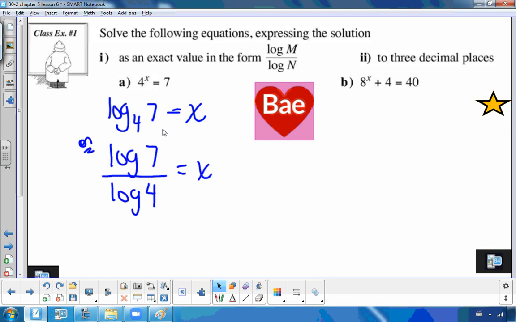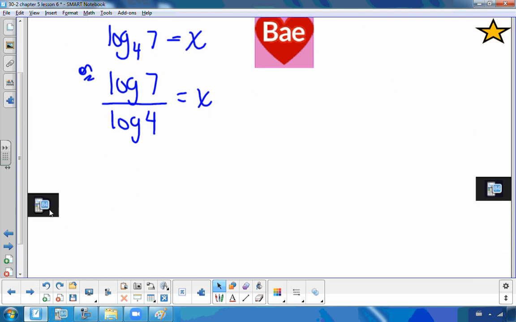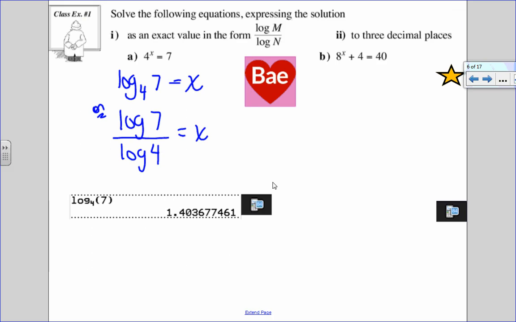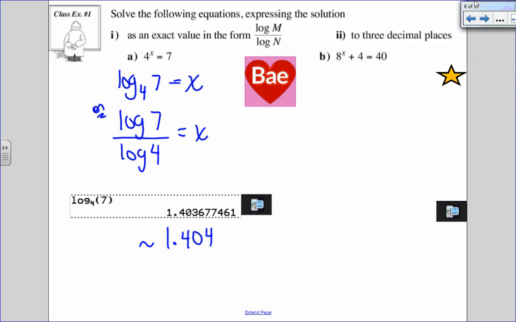Again, this was the way that the 84s put it in their calculator. This is the way the 83s put it into their calculator. Now, if I wanted to know what that was as a decimal, I would just plug that into my calculator. And it said it wanted it as a decimal to 3 decimal places. So that would be 1.404. The 6 tells me to round the 3 up to 4. So about 1.404.